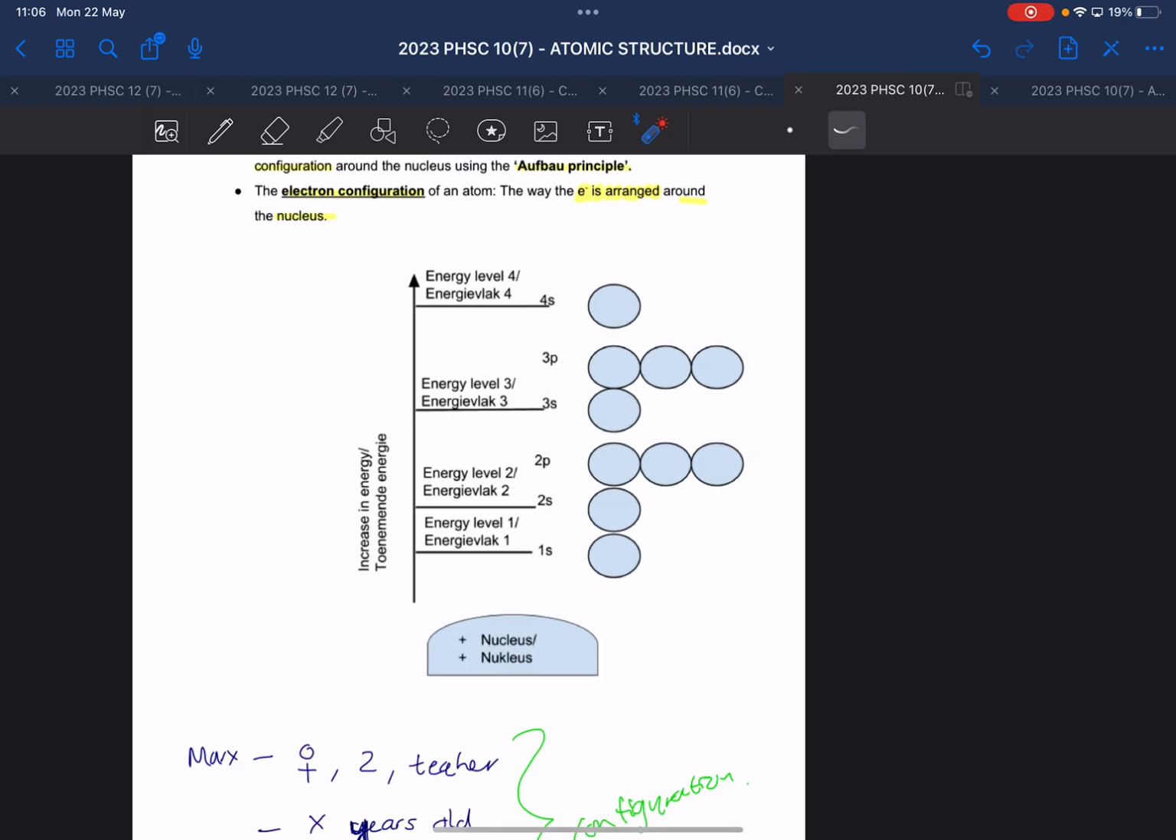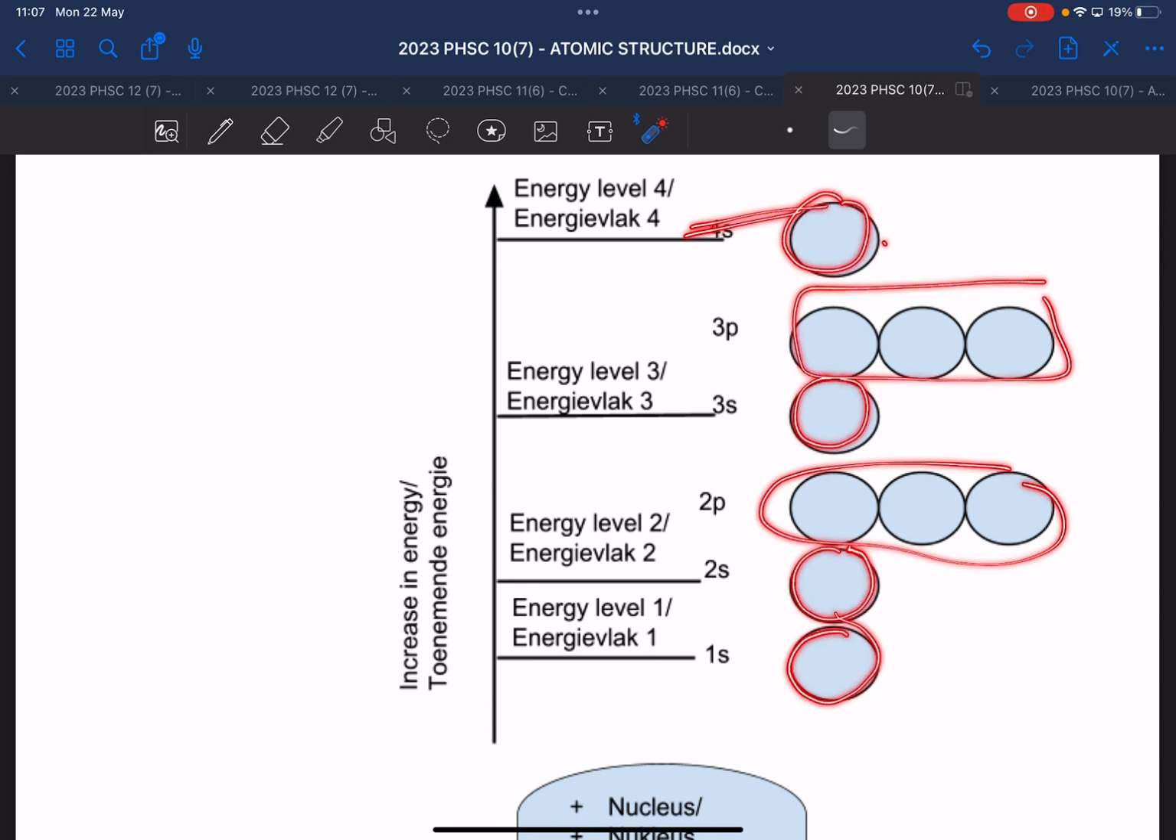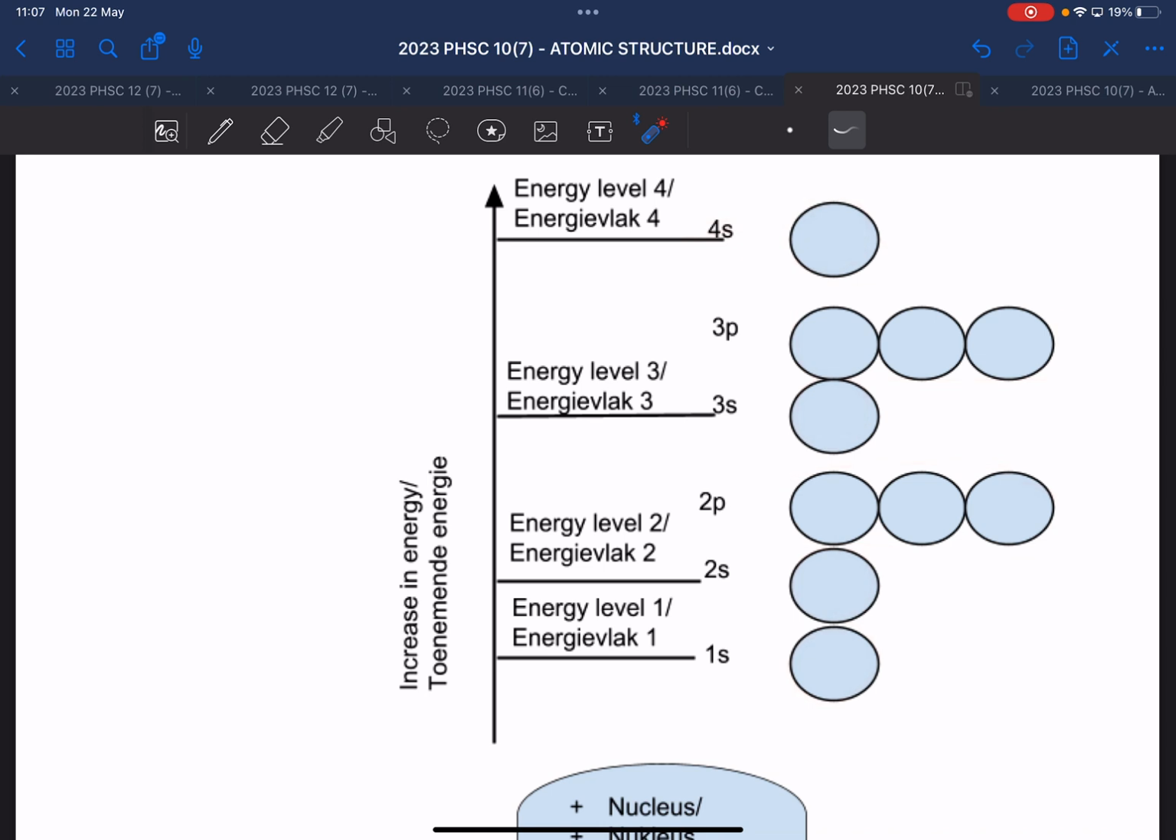That's what I drew in here. I have 1s, 2s, 2p, 3s, 3p, 4s. You're only going to go up until 4s. Now this is called the energy level diagram. These circles all represent orbitals. The 1, 2, 3, 4 represents the periods, the energy levels, and the s and the p represent the shape of the orbitals. We're not going to draw in the different shapes now, but these should be like infinity type of orbitals.